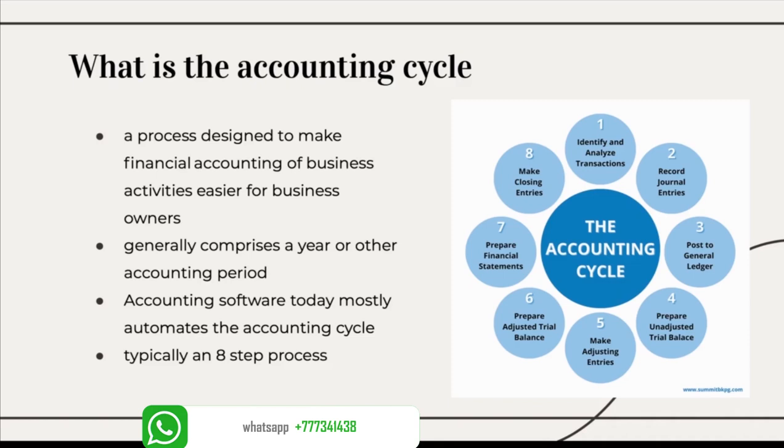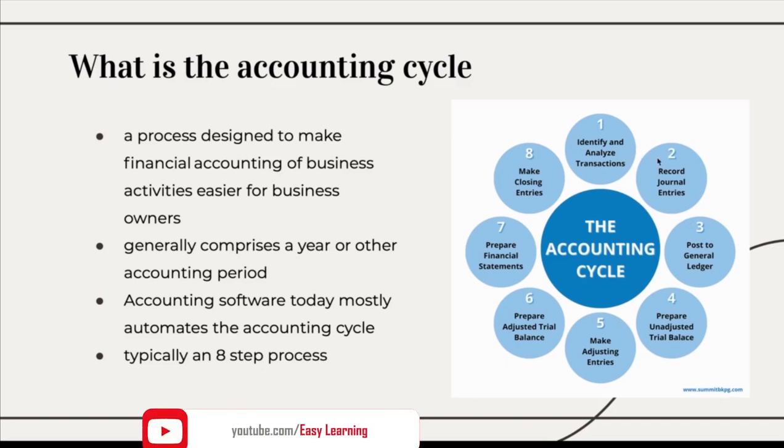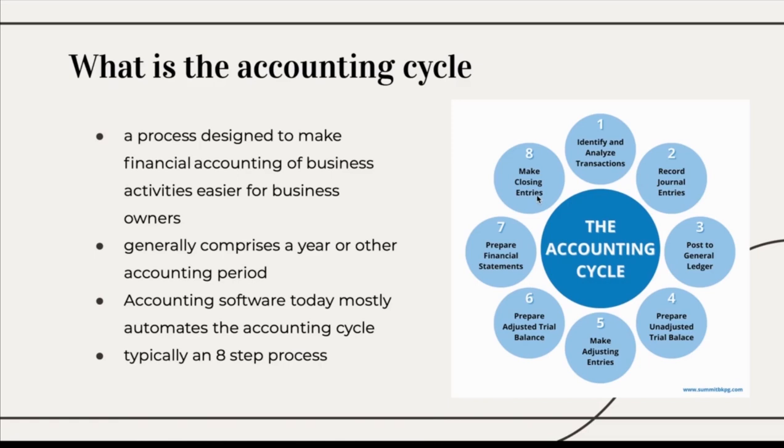So, back to accounting cycles. Nowadays, there's a lot of accounting software online that automates the accounting cycle. Some popular software that you may have heard of are QuickBooks, Pilot, and TurboCash. Finally, the accounting cycle is generally an 8-step process, from identifying and analyzing transactions all the way to making closing entries. I do want to say that I've also seen versions of the accounting cycle that are 7 steps and 10 steps.